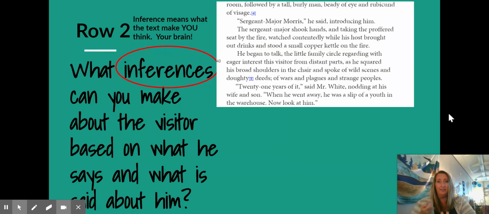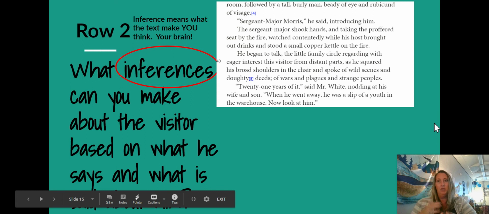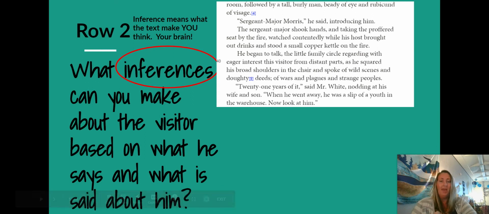Okay, that's our second stopping point. What I want you to do is consider this visitor that you have just met, this guy who has just arrived at the Whites' home. What you see on the screen here is the question, and I want you to jot down the answers, but you also see a piece of text there too, so you can reflect back on that.